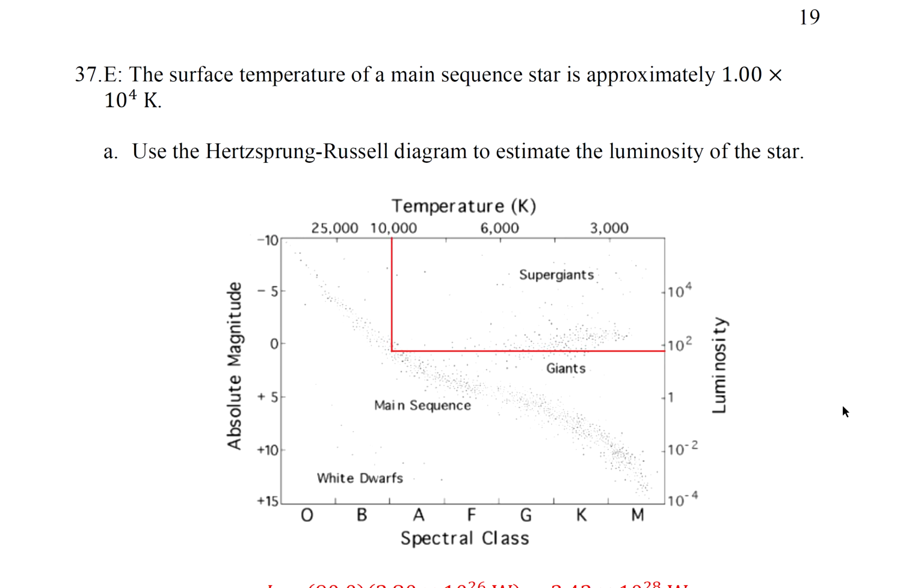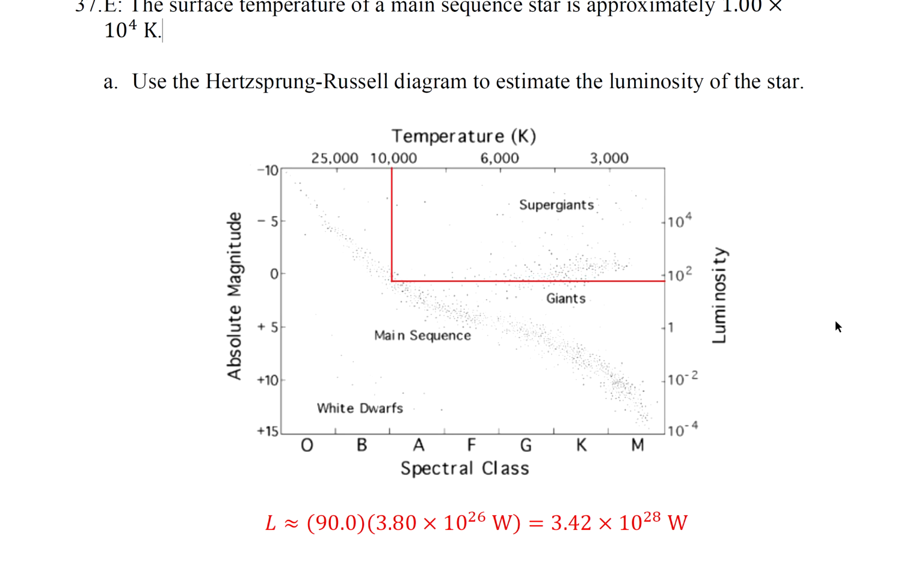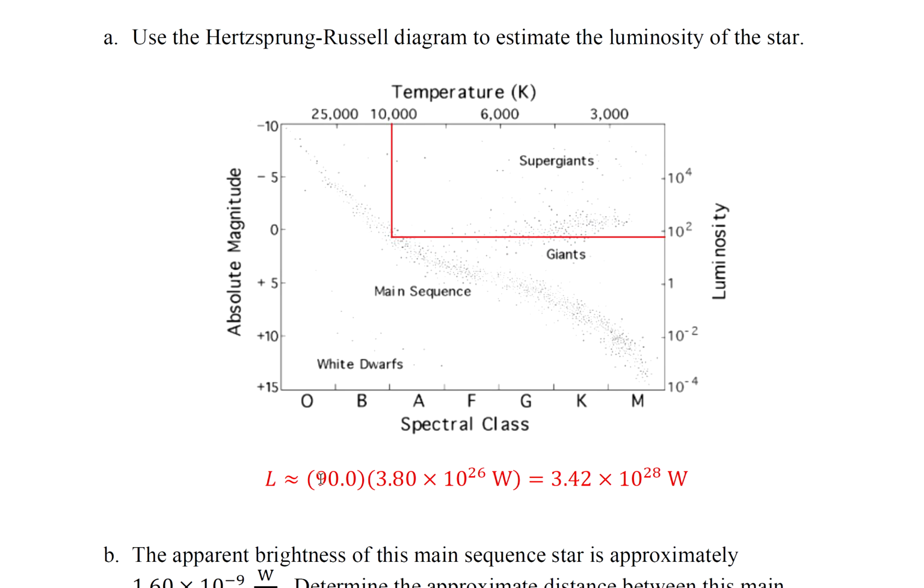Question 37. The surface temperature of a main sequence star is approximately 1 times 10 to the 4 K. Part A, use a Hertzsprung-Russell diagram to estimate the luminosity of the star. So once again, we're going to go to 10,000 K on the graph. And then we're going to go down. Once we hit this main sequence strip, we're going to go to the right, and that's the luminosity. It's about 10 to the 2, which is like close to 100. So that's where we get this 90.